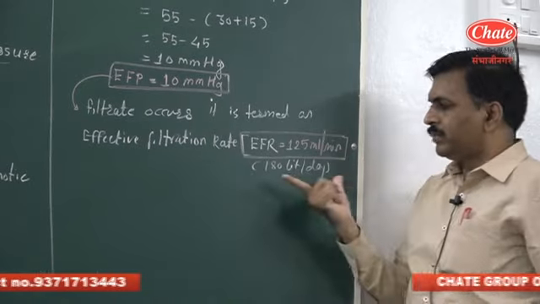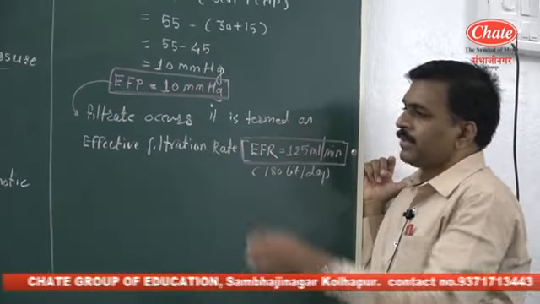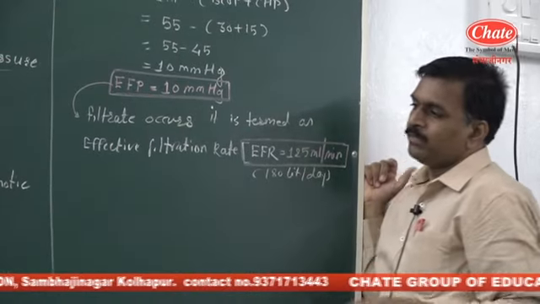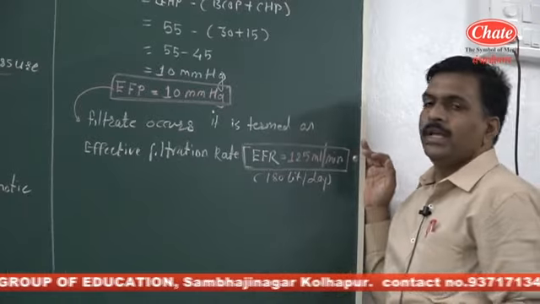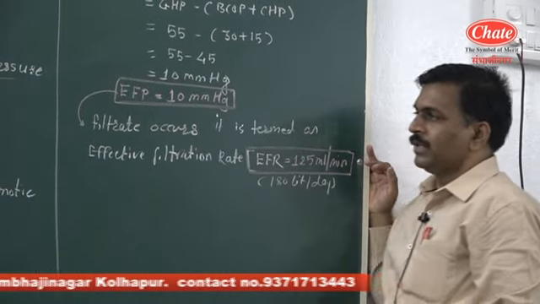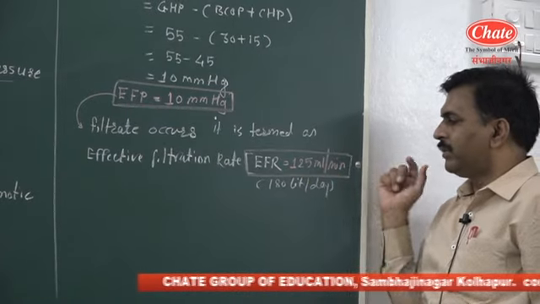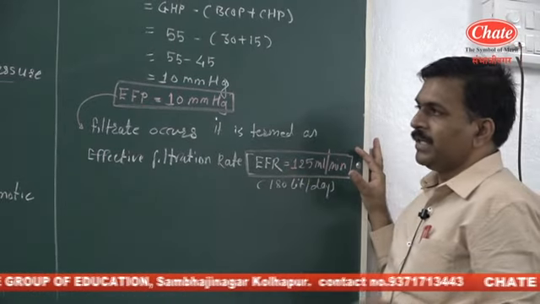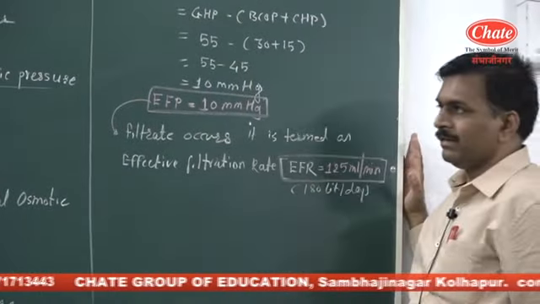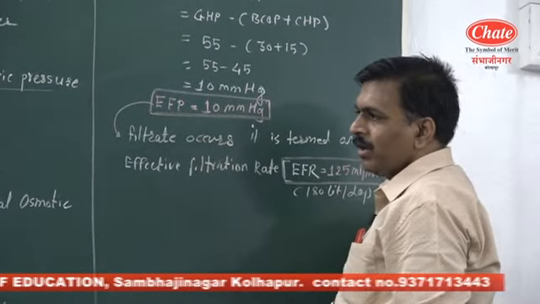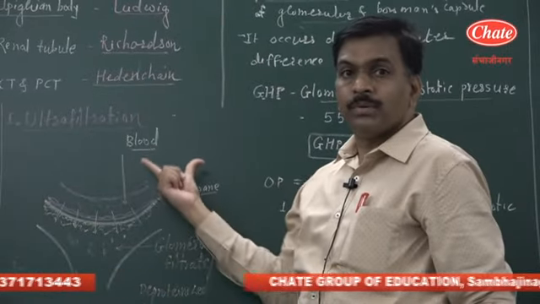Within 24 hours we can observe 180 liters of primary urine, or deproteinized plasma, being filtered out into the renal tubules of both kidneys. So here the effective filtration rate is 125 ml per minute. You have to remember this point, meaning you will have to calculate the rate. As a result, you should already know which are the different components of blood.